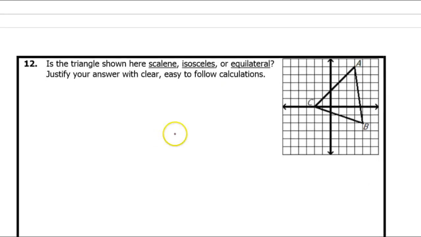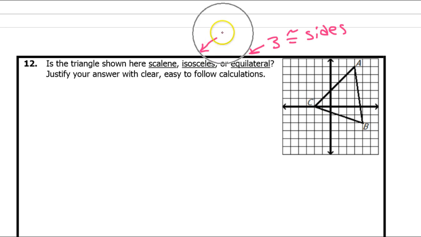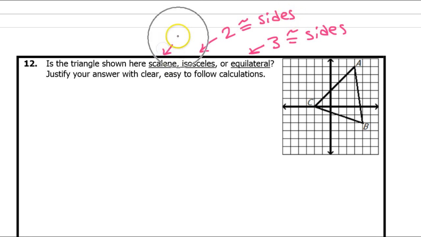Okay, so first of all, you need to understand that an equilateral triangle has three congruent sides. Three sides, equal length. An isosceles triangle is going to have two congruent sides. And a scalene triangle has no congruent sides.